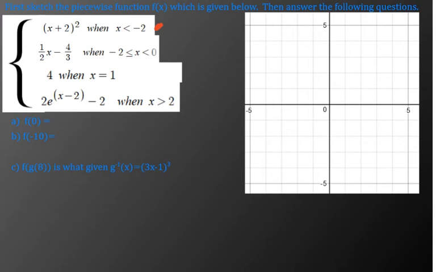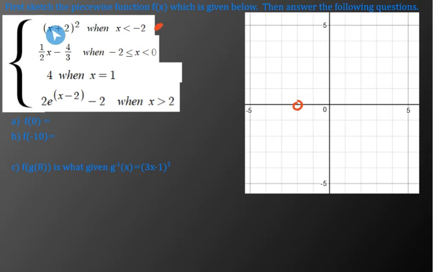And the way you always do these things is, I would always take this and plug it in and see where you would roughly be. So if you take -2 and you plug it in, you get 0, right? That is the vertex. So at -2, you would get an open circle because it's strictly less than -2. It doesn't equal it, so you're not going to fill that in.